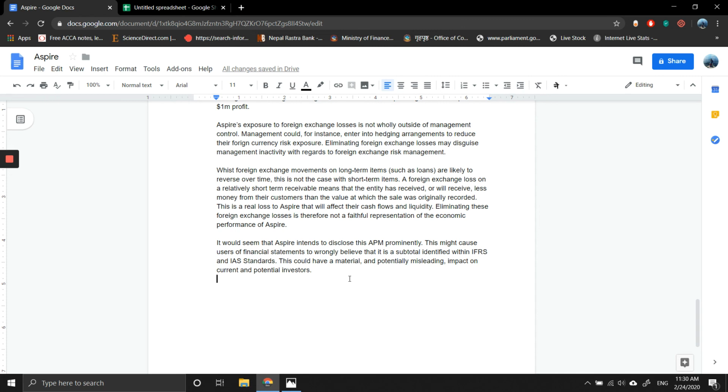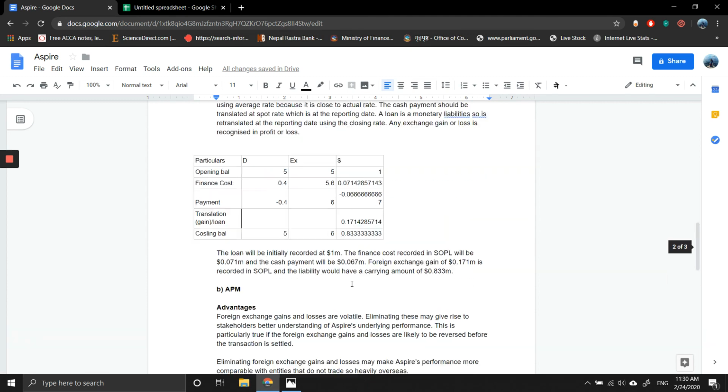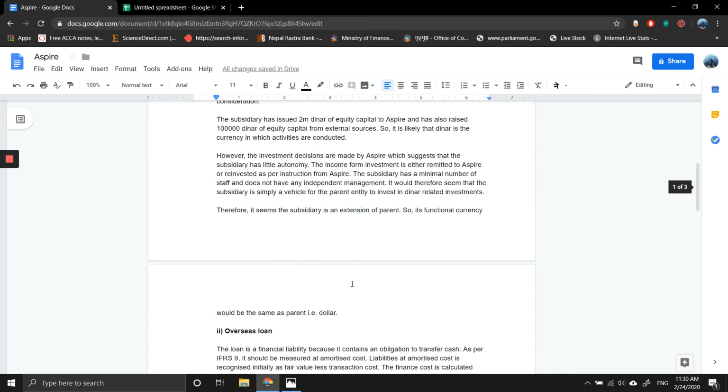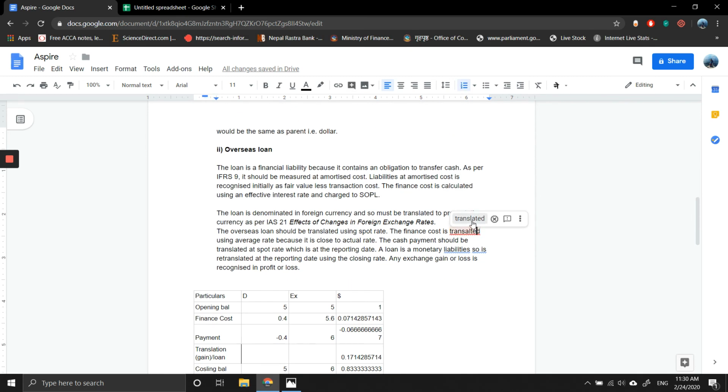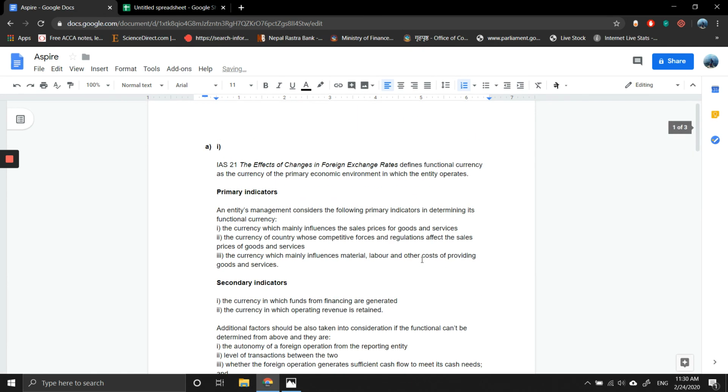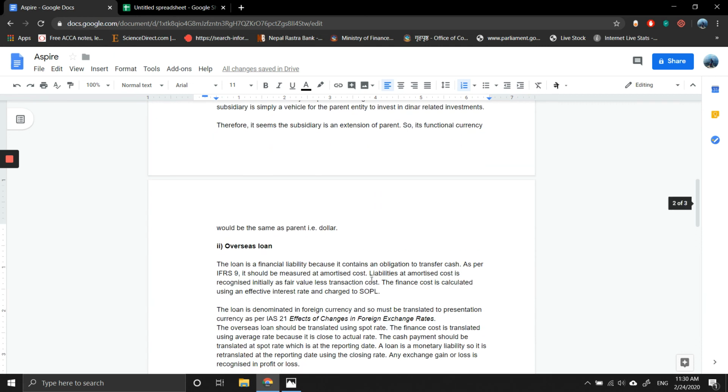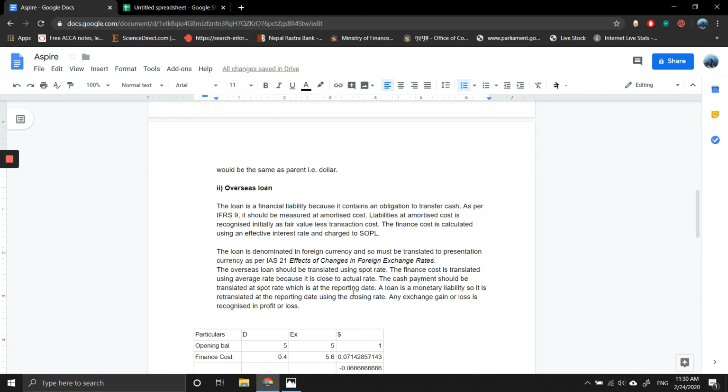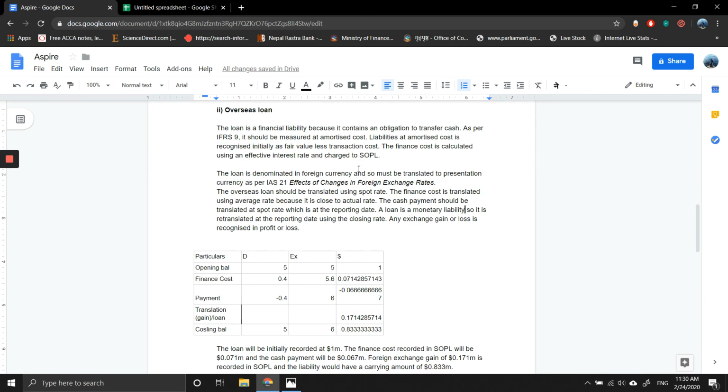Since they are presenting it on the face of the statement as well, right. So yeah, basically I think we've covered everything. If you have any confusions until now, please do comment down below. I will definitely answer it for you. Since this loan is only for overseas subsidiary, okay, this is the treatment for individual financial statement. Since it was not the overseas subsidiary which had taken the loan, it was Aspire which had taken the loan, that's why the treatment is done like this, okay.